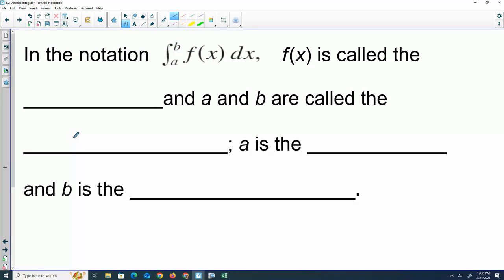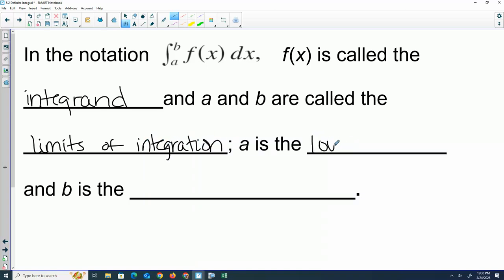So in this notation, f of x is called the integrand. That's the thing we are taking the integral of. a and b are called the limits of integration. a is our lower limit, or the starting point. b is the upper limit, or the ending point.